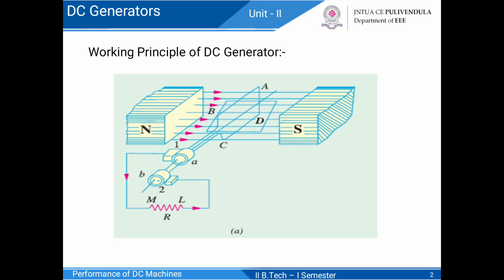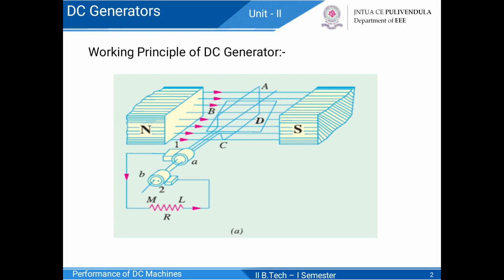First of all, what is meant by a machine? A machine is a device which converts one form of energy into another form of energy. That machine can convert electrical energy into mechanical energy, which is called a DC motor. If it is a DC generator, it converts mechanical energy into electrical energy. So this energy conversion is based on the principle of dynamically induced EMF.